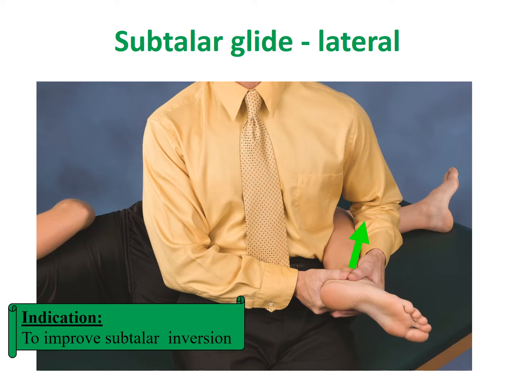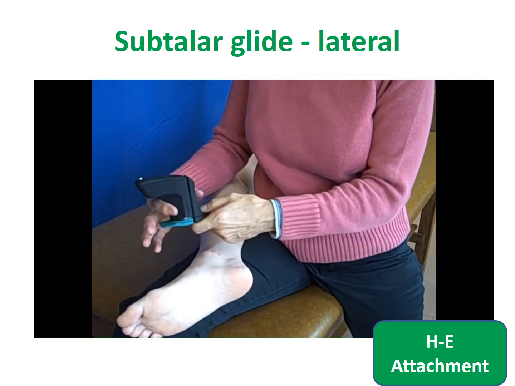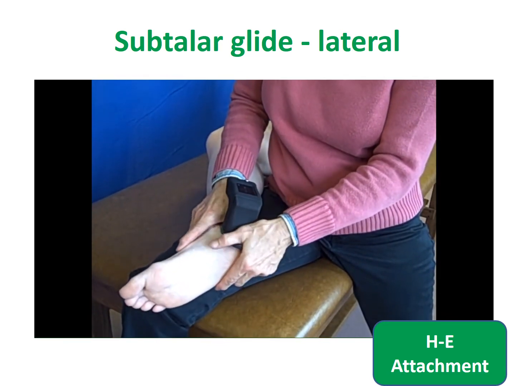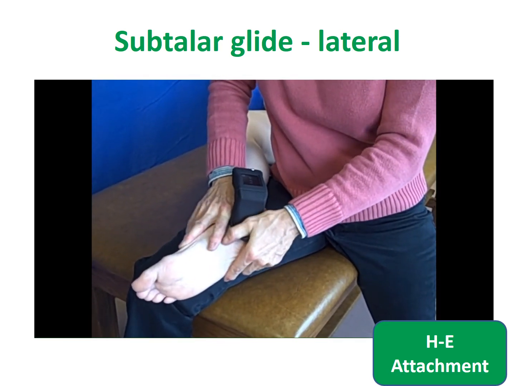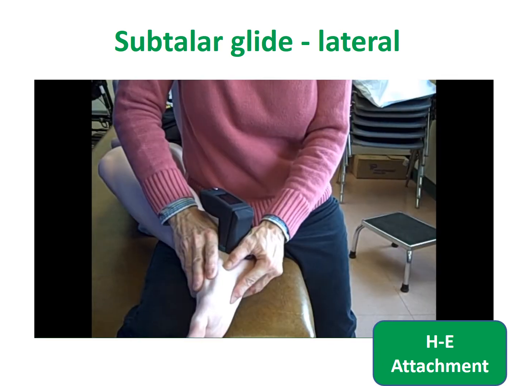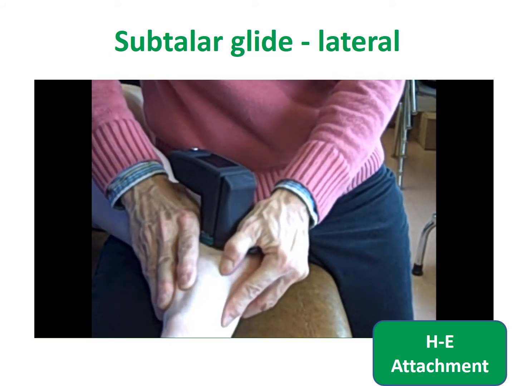This position here is the same for the lateral glide, but the movement is in the upward direction. And this is a lateral glide for inversion. Again, using the Mobil-Aider, the HE attachment, joint lines identified, and a lateral glide is performed, and this facilitates inversion.